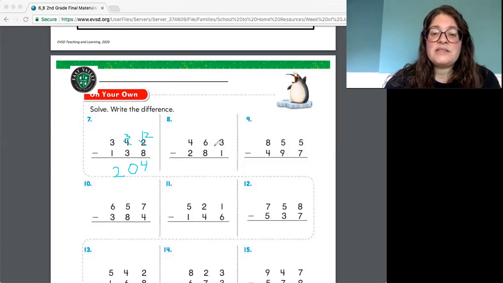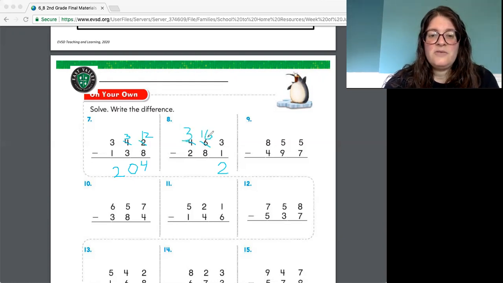I'll do one more because this one, you'll see the first one doesn't need any regrouping. So I can just say 3, take away 1 is 2. But then I get to the tens and I go, uh-oh, this 8 is bigger than this 6. So I gotta regroup. This 4 becomes a 3. This 6 becomes a 16, which is actually worth 160, right? Because you're borrowing a group of 100. But for the purposes of subtracting, we'll just say 16 take away 8. That's a double. It's 8. And 3 take away 2 is 1.